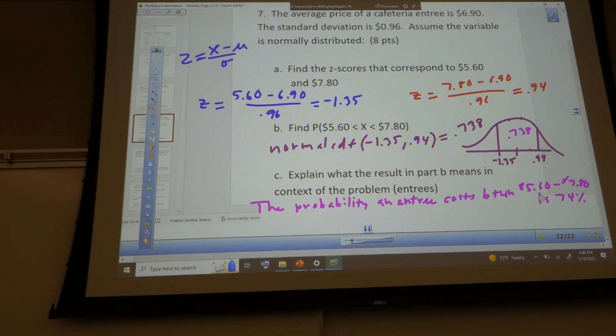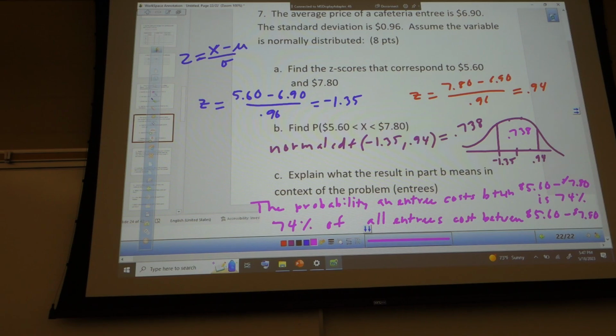Great. Rafa, you had something slightly different, but it was still accurate. It was the percent of population: 74% of all entrees lie between cost between $5.60 to $7.80. So either one of those is a perfectly fine interpretation. They're essentially the same. The percentage of the population between those two values is the same as the probability of picking one and having it be between those two values.